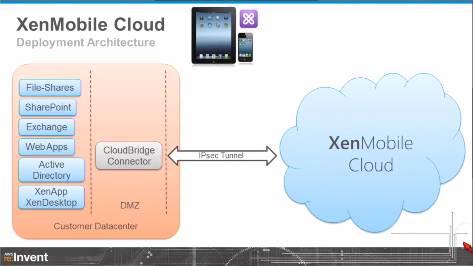So next, I want to show you guys the architecture of Zen Mobile Cloud. So on the right-hand side, you have the Zen Mobile Cloud service. And on the left-hand side, we have a typical customer data center with Active Directory and other web applications, Exchange, as well as XenApp and Zen Desktop. Now, in order for Zen Mobile Cloud to integrate with your enterprise applications, we require an IPsec tunnel from the cloud to your data center.